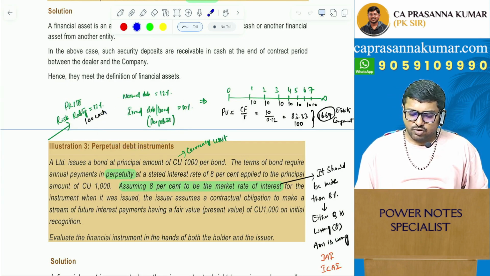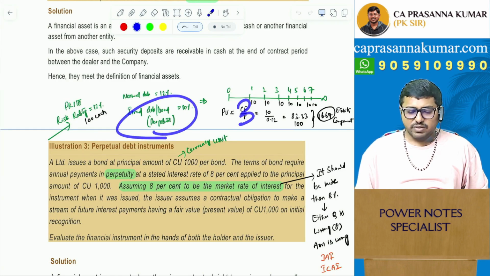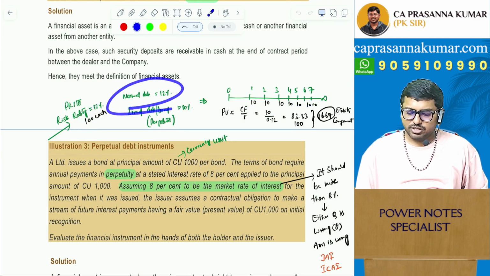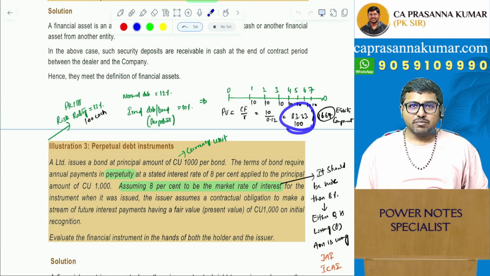So how to find the equity portion? Very simple. You find out the present value of this cash flow divided by rate of return. So cash flow is 10 because you will be paying 100 into 10%. 10 rupees is 10 divided by 0.12. That is your rate of return for a normal debenture.